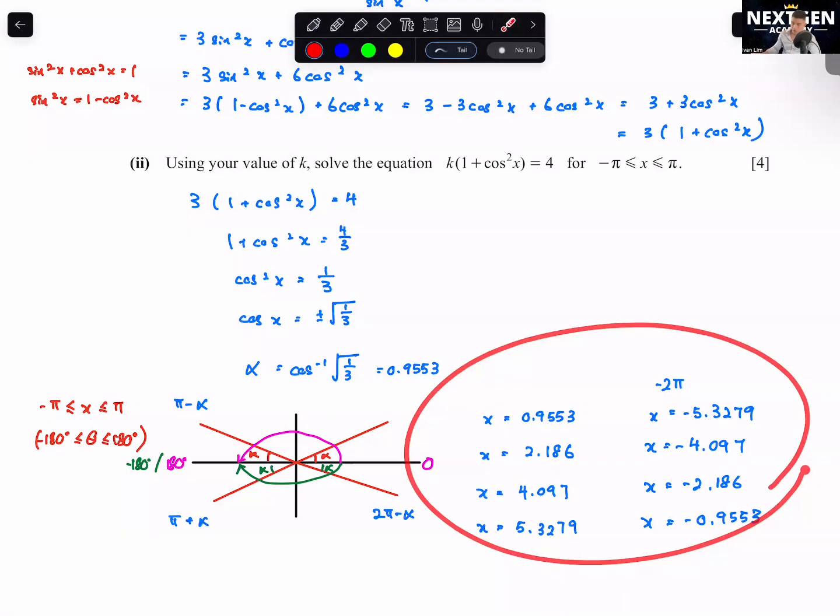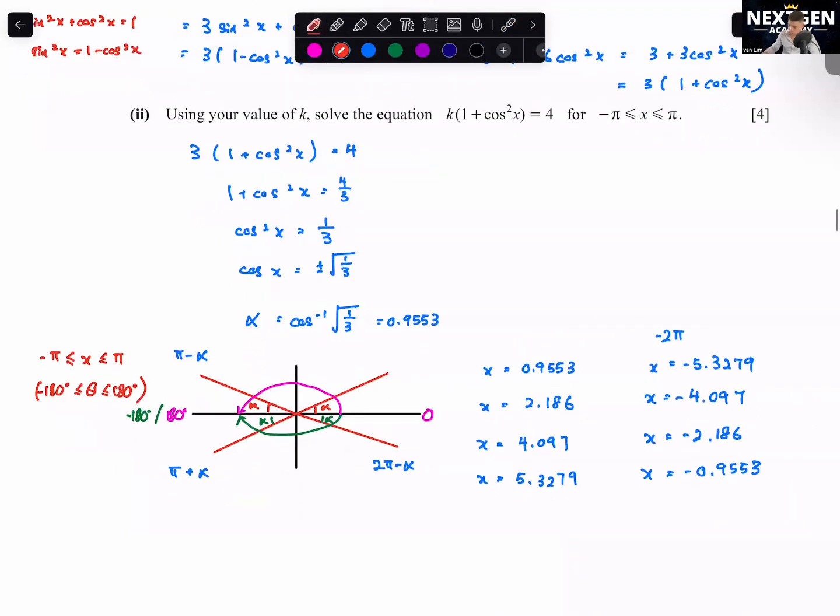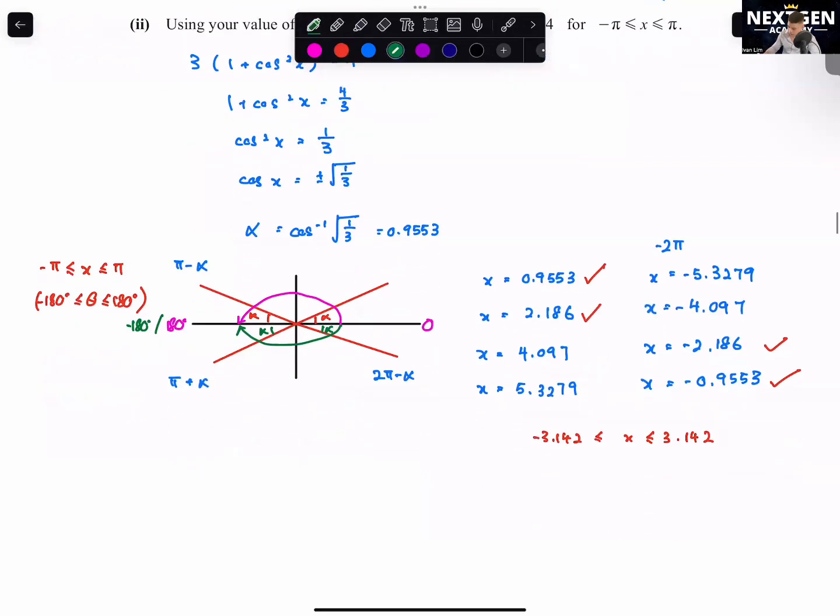Then for the final answer, you all see here got 8 answers, right? Then you go and compare here. You see which one is within negative 3.142 to positive 3.142. So this one, this, and this. Okay, so your final answer will be x equals to 0.9553, 2.186, negative 2.186, negative 0.9553. Okay, do you all do this method? It means you find all the quadrants first. Typically, I think most of you here, you all will do like this because it's more straightforward. So if it goes more than 360 degrees, then you just plus 2 pi to all the answers. Then for the final answer, you reject.